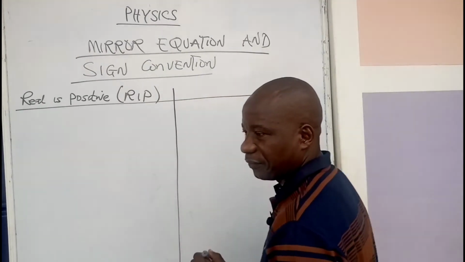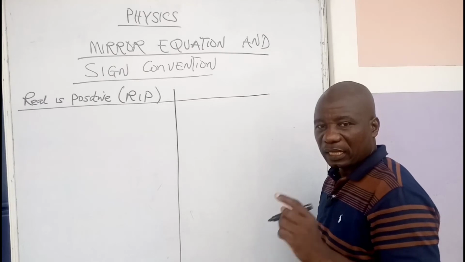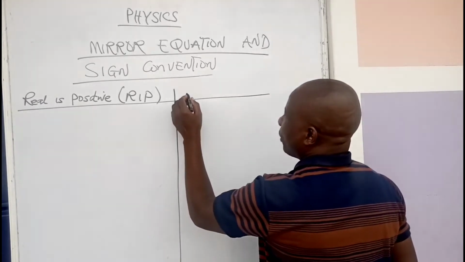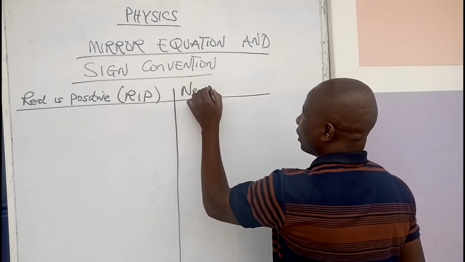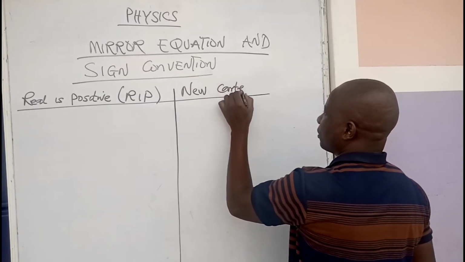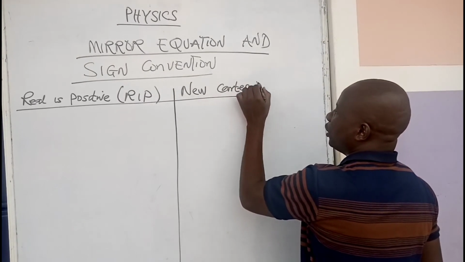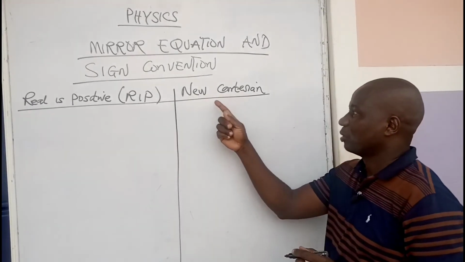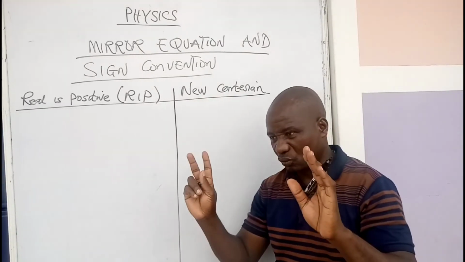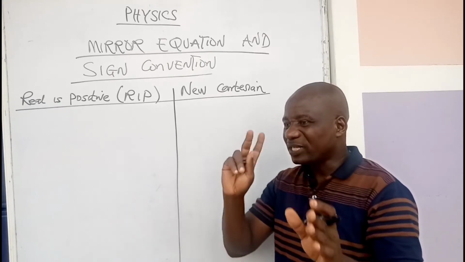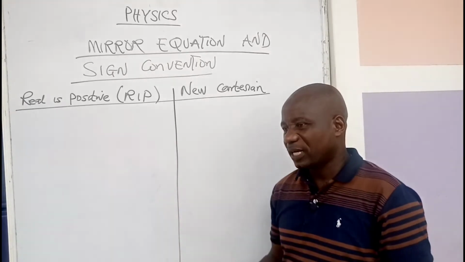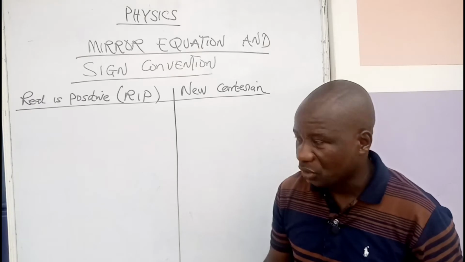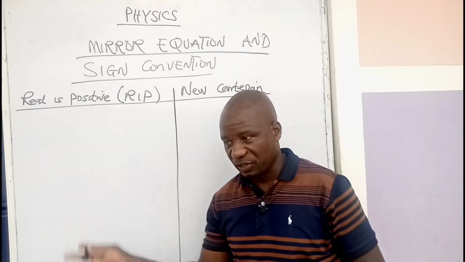Real is positive. Are we there? Then we have the new Cartesian sign convention. They are just two, so whichever you apply, you are going to get it right. More often than not, we usually use real is positive.